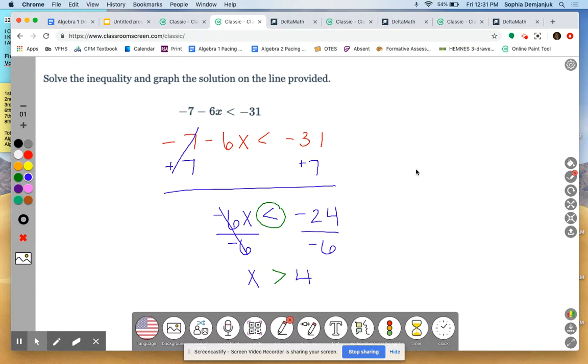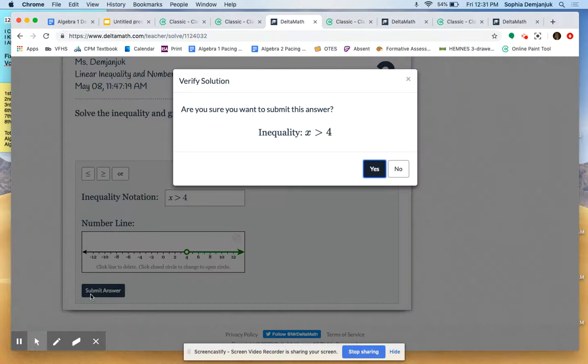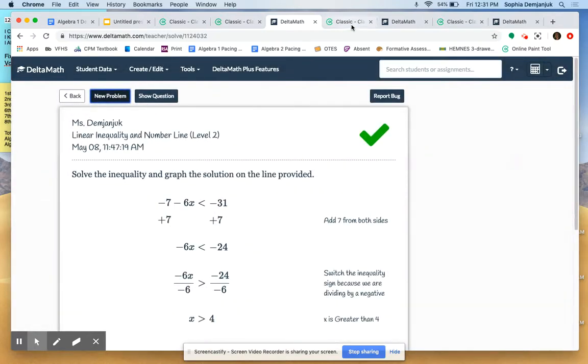So I know when I go to put it on my number line, I'm going to have an open circle. My inequality is pointing to the right side as an arrow, so my arrow is going to go to the right, and the circle is on 4. So I can go to Delta Math. X is greater than 4. Click on 4, drag to the right, and I need to switch it to an open circle by clicking on the circle. Submit my answer, and we're good.